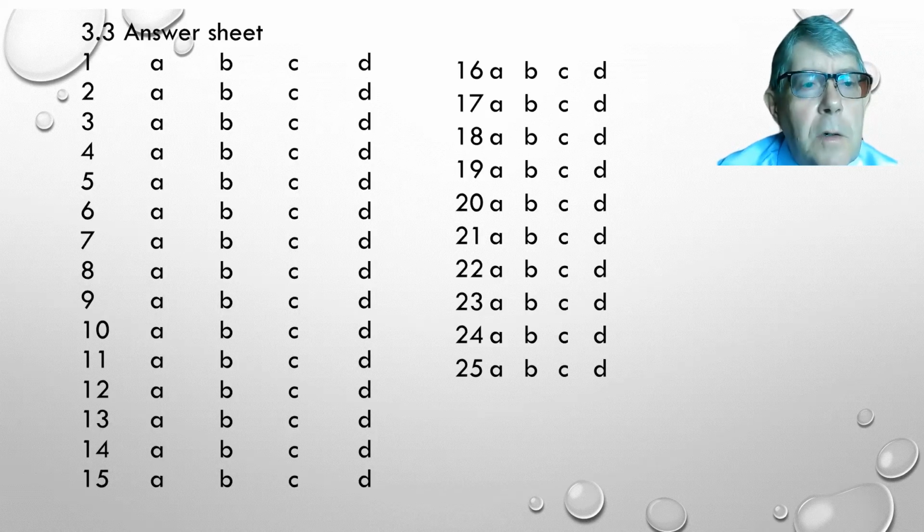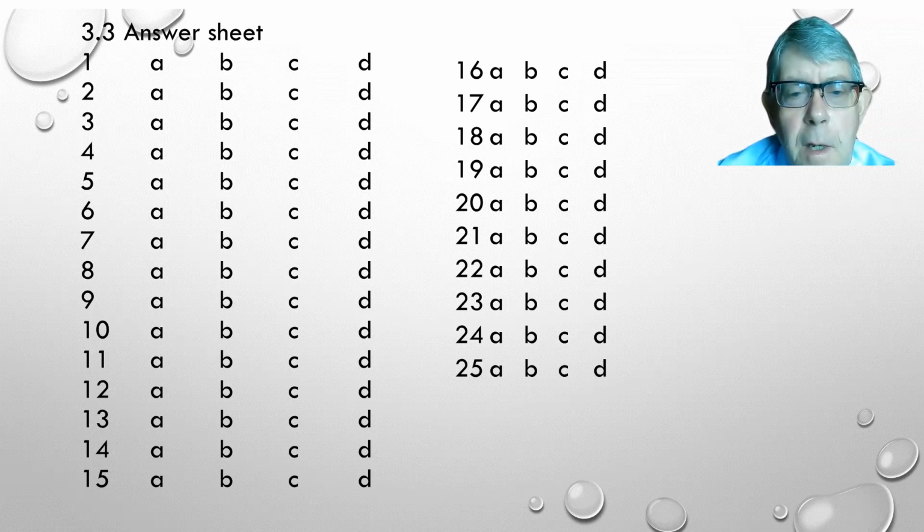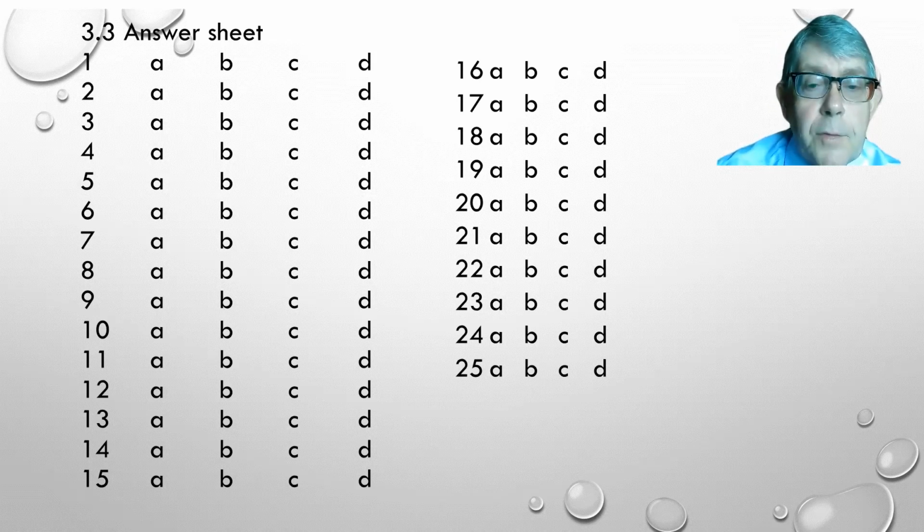Okay, that's the end of 3.3. Now we have a substantial multiple choice section. So if you have this sheet in front of you, then that's fine. If not, just jot down numbers 1 to 25 and then write the appropriate answer as we go through them.